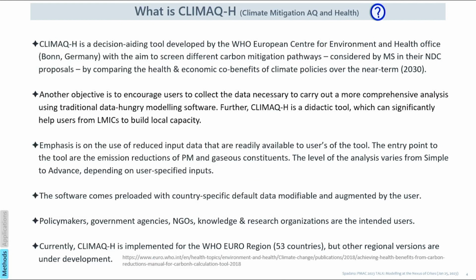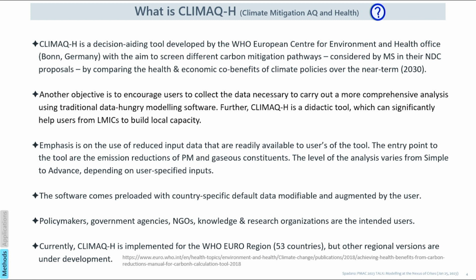CLIMAQ-H is a decision support tool that allows users to differentiate among options considered in national action plans, the so-called nationally determined contributions, NDC for short, that aim to tackle climate change by considering the health and economic co-benefits achieved at the national level, as well as to identify any regional spillover benefits. The target year is 2030, the first reporting year of the NDC process.